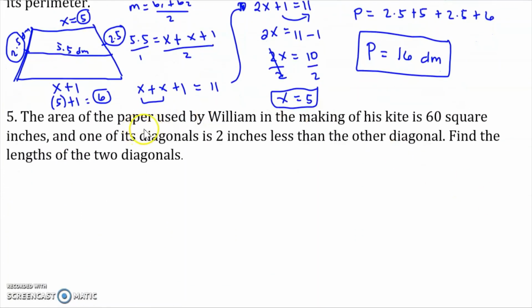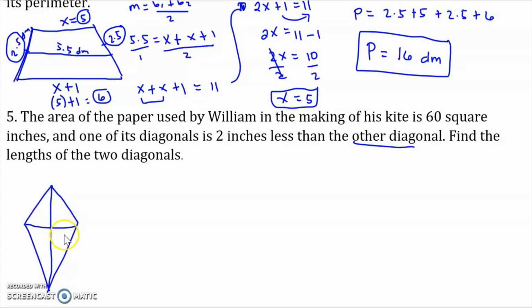The area of the paper used by William in the making of his kite is 60 square inches. So, therefore, the given is a kite. Drawing lang ako ng kite. Ayan. One of its diagonals is 2 inches less than the other diagonal. So, therefore, ito yung ating dalawang diagonal ha. So, yung isang hindi nabanggit, the other diagonal, yun yung ating isang diagonal.